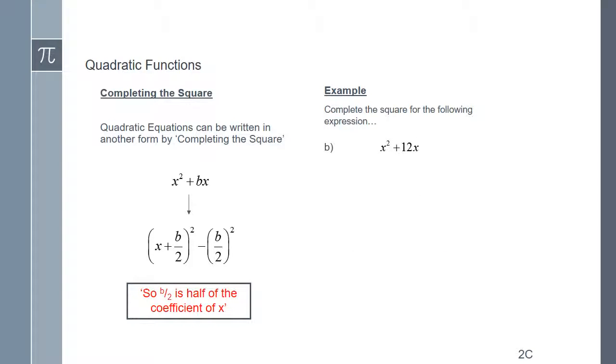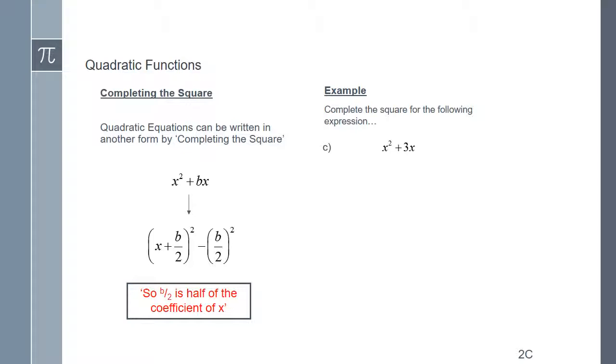x squared plus 12x. All you have to say to yourself when answering these questions is, what's half of 12? 6. So it's x plus 6 squared minus 6 squared. x plus 6 squared minus 36.